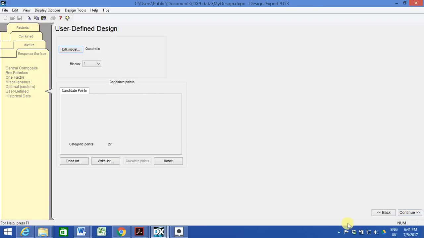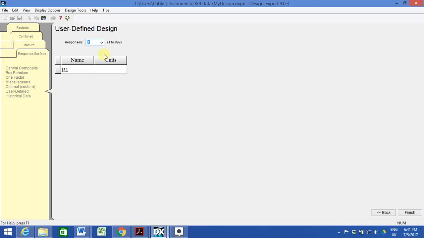27 samples here I need, and then the response. The response is the output values that I'm measuring. It's the outcome of the experiment. You can see the number of responses can go up to 999. Let's keep it simple. Go for one response, and the response is what? Surface hardness.